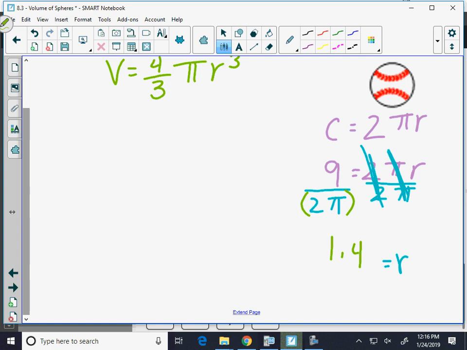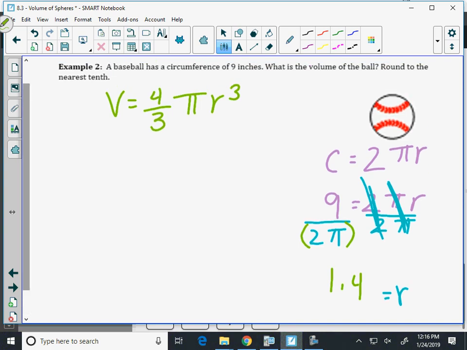So now that we know what our radius is, we can plug it in. 4/3 pi times 1.4 cubed. And it says round to the nearest tenth, so we can plug everything in. So we plug everything in and round that to the nearest tenth. About what is the volume of this baseball? About what?